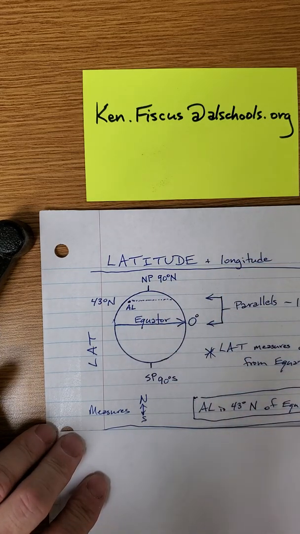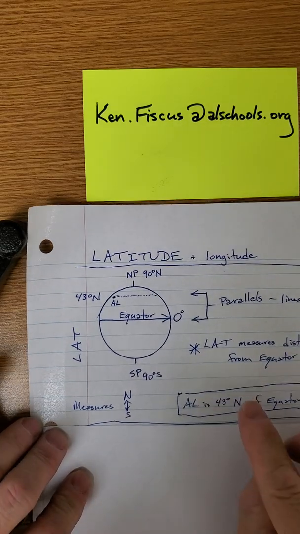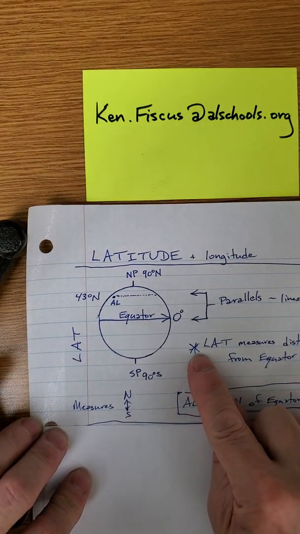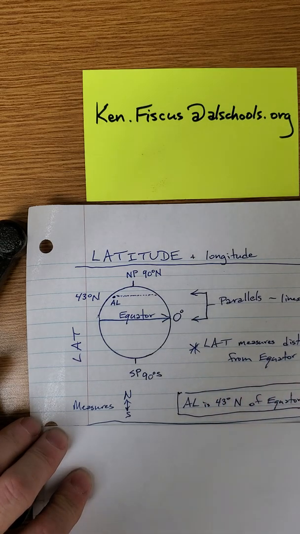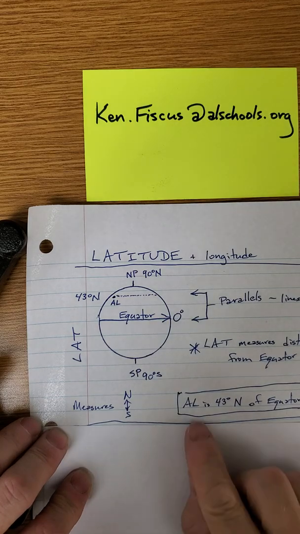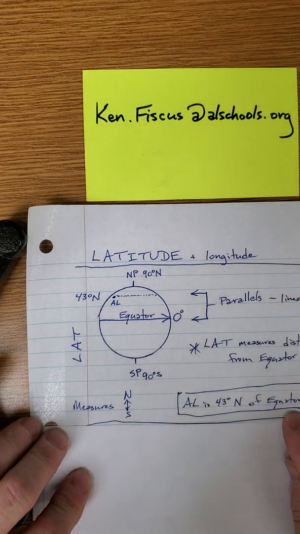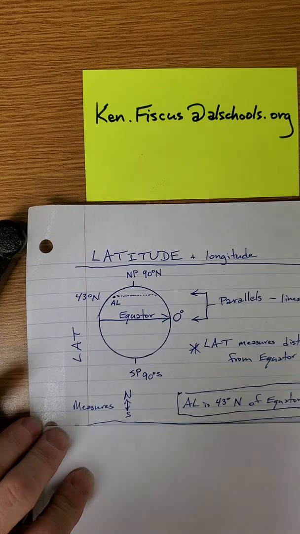The most important thing to note for the whole day is this right here. That's why I put stars by it. Latitude measures your distance from the equator. North-south measures distance from the equator. And Albert Lea is 43 degrees north of the equator. Tomorrow in class, we're going to walk around outside around the high school with a GPS and watch our latitude and longitude change as we move to different places.